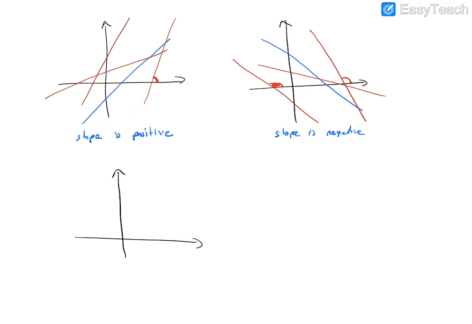So in the general case, y equals m times x plus b, if the slope is 0, we have y equals b. So y equals b is the horizontal line. So this is y equals b. The y value is always b. So in this case the slope is 0.